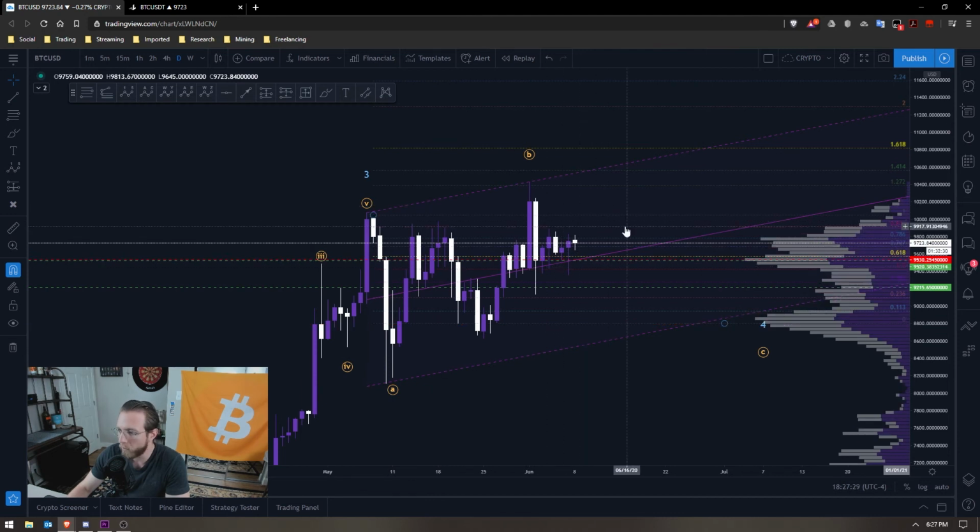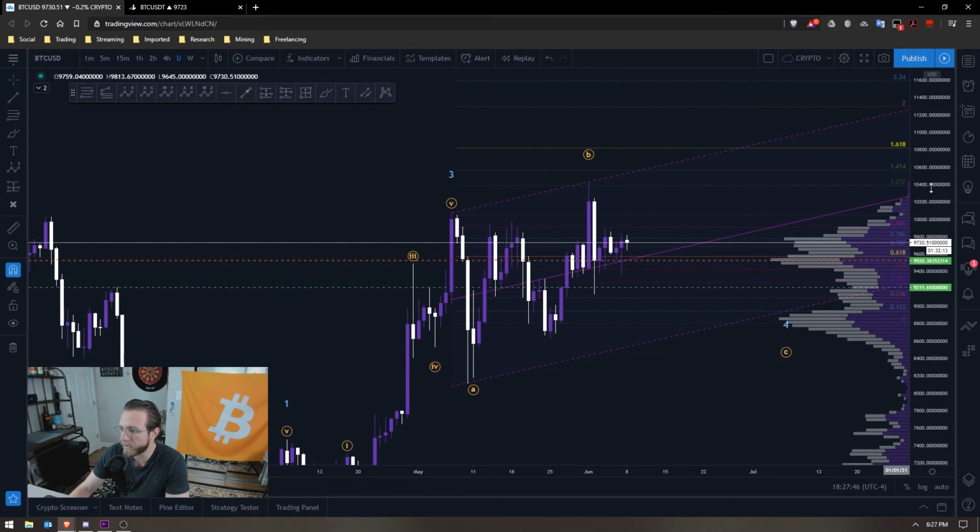I think that maybe we could see 10,000 again, to test it on a wick. And if we do that, if we show a lot of support here and we get maybe one more bullish candle, I might potentially think about taking a long scalp here and seeing how high we can go.